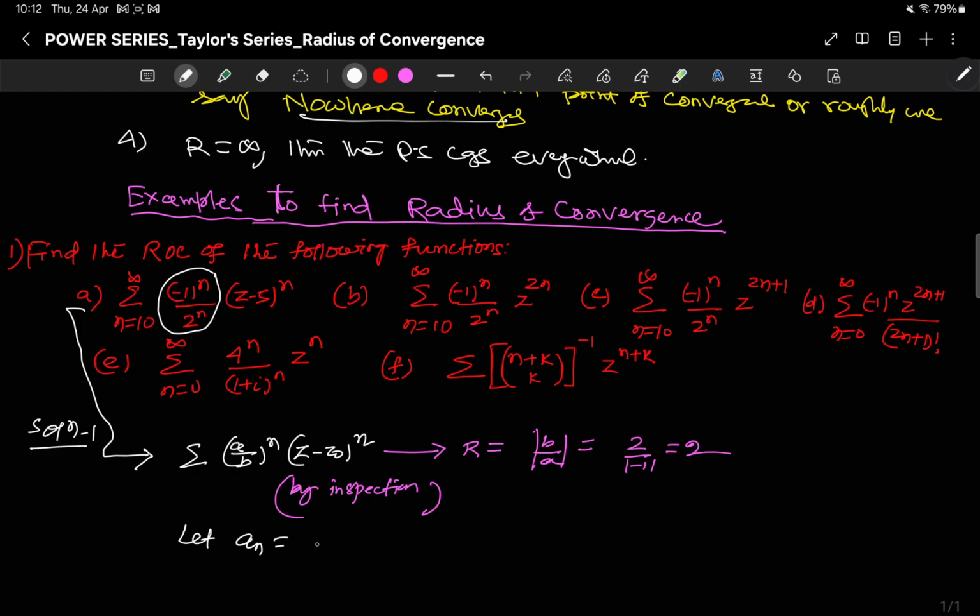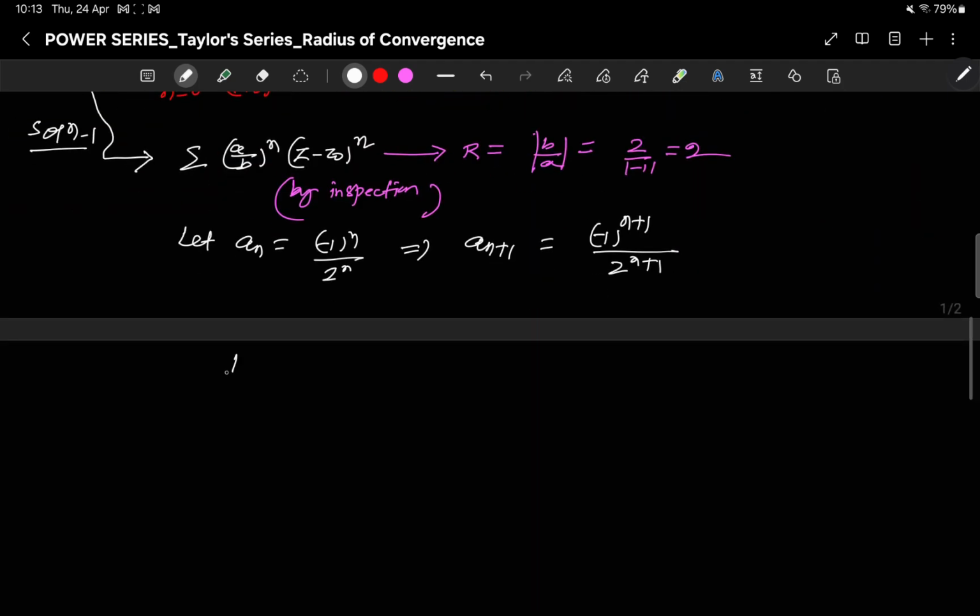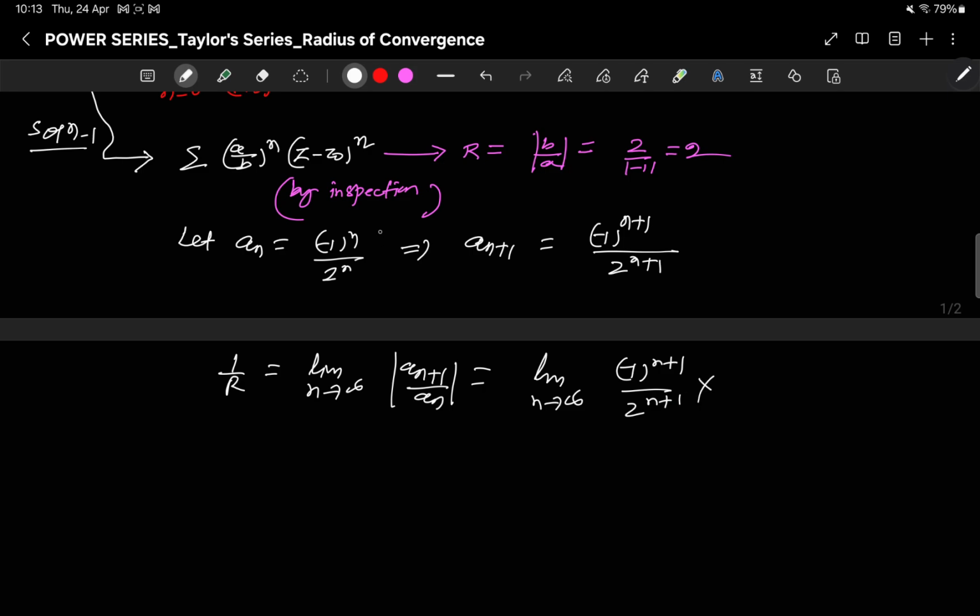Let a_n is equal to (-1)^n by 2^n. So that means here a_(n+1) is (-1)^(n+1) by 2^(n+1). If I write here 1 by r is limit n tends to infinity |a_(n+1) by a_n|. So this is equal to limit n tends to infinity (-1)^(n+1) by 2^(n+1), into a_n is reverse multiplied, 2^n by |(-1)^n|.